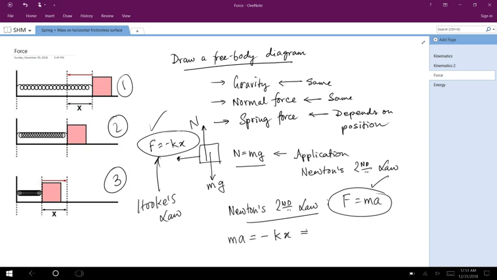Okay, but remember, acceleration. What is acceleration? Acceleration is the double time derivative of x. So a equals d2x dt2. And if I plug that in, then I have m d2x dt2 is equal to negative kx.